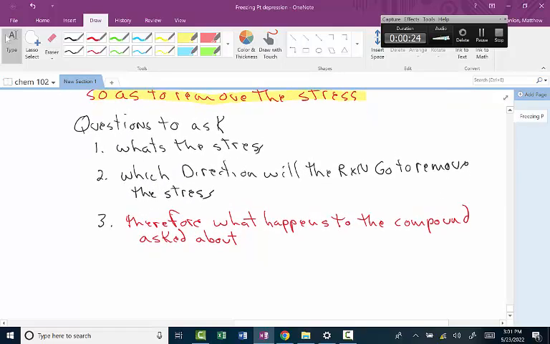So when you do problems like this, the questions you want to ask yourself are: what is the stress? Which direction will the reaction go to remove the stress, towards the products or towards the reactants? Therefore, what happens to the compound asked about? So you're after point 3, and I'll show you an example right now.